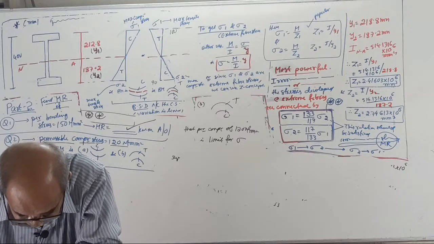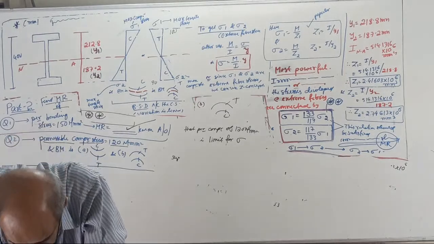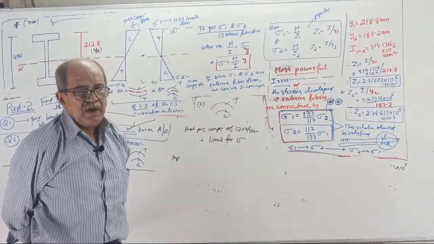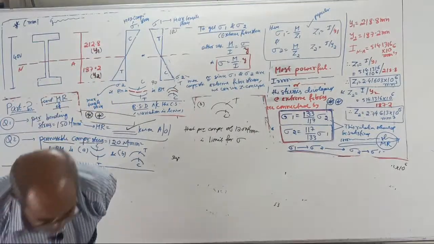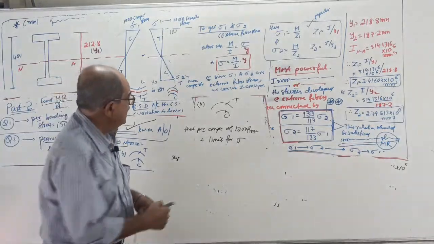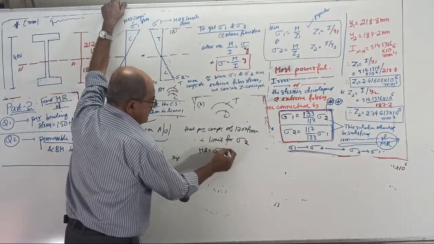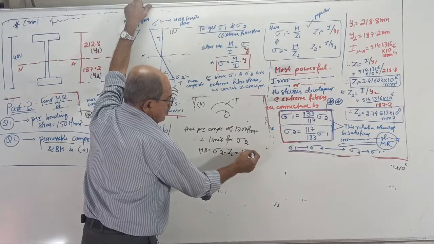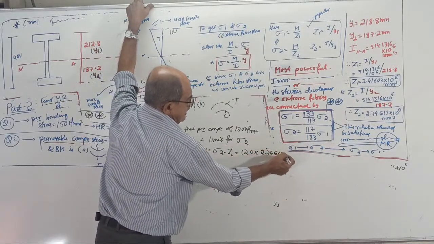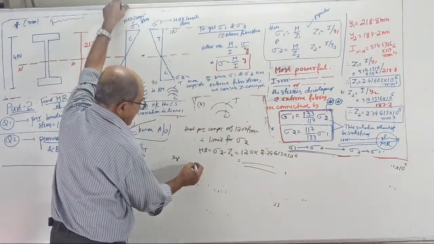You should understand these. Is it for sigma 1 or sigma 2? That limit they told, 120, is it for sigma 1 or sigma 2? BM is hogging. It is for sigma 2. So, MR equal to sigma 2 into Z2. Sigma 2 is 120, Z2 is 2.74613 10 to the power 6. Write the answer, not required. Leave it, or make a note.